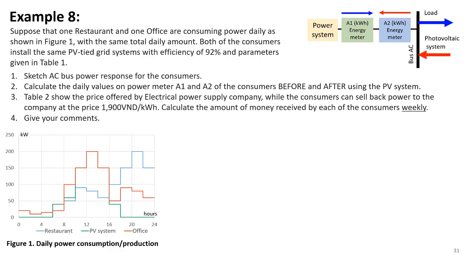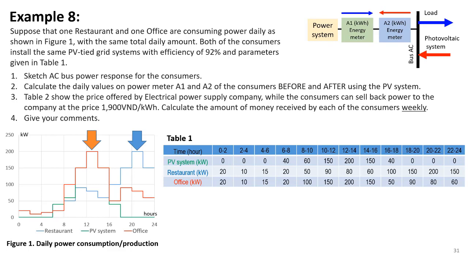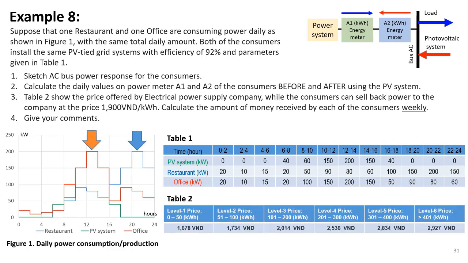At first, we have to sketch the power consumption curve of each customer: the restaurant in blue and the office in red. In addition, the produced solar electricity power response in green color can be created and drawn here from the data provided in Table 1. Also, you are given the utility prices as shown in Table 2 over here. Now again, please stop the presentation video for a while and try to solve the questions before you proceed.